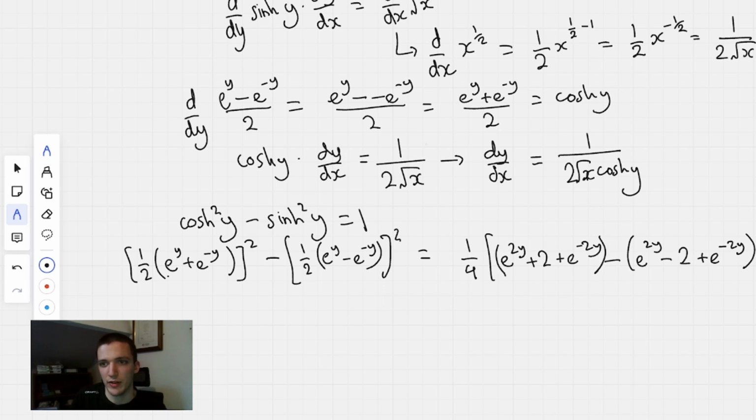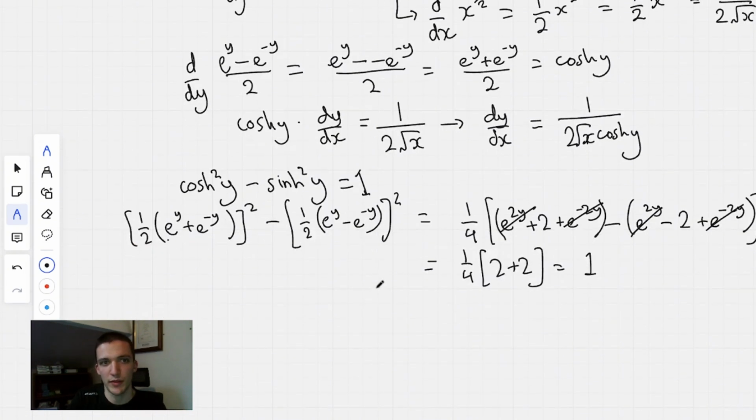Put our brackets around those, and that's going to be 1/4, that's e to the 2y minus e to the 2y, they cancel, e to the negative 2y, subtract e to the negative 2y, they cancel, so 1/4 times 2 plus 2 is equal to, of course, 1. This is just proving this identity just here, if you've not seen that before.